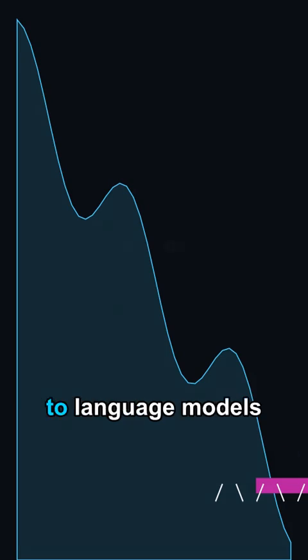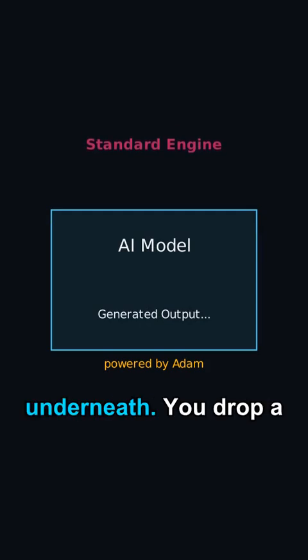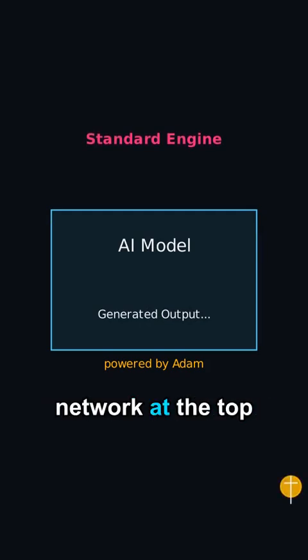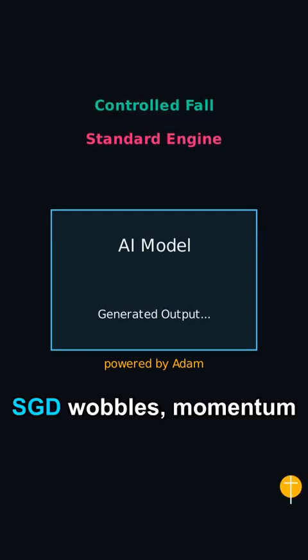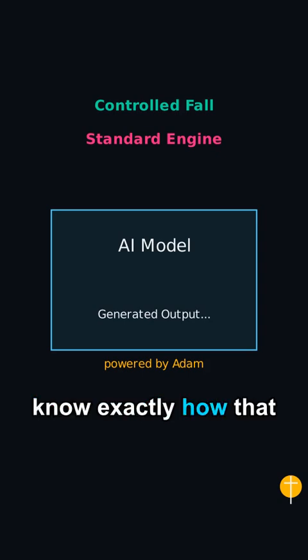From image generators to language models like GPT-3, Adam is the standard engine underneath. You drop a network at the top of its lost mountain. SGD wobbles, momentum smooths it, Adam adapts it, and training becomes a controlled fall to the answer. And now, you know exactly how that blindfolded hiker pulls it off.